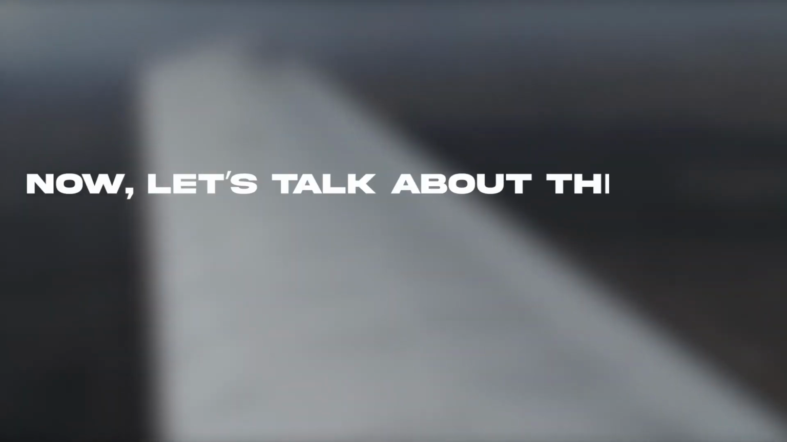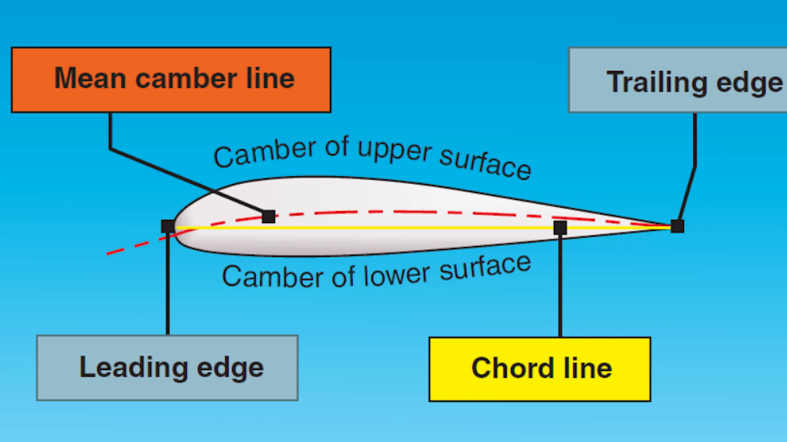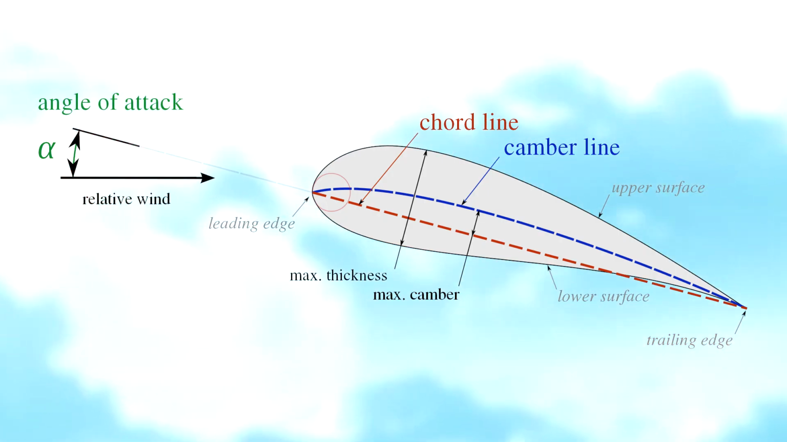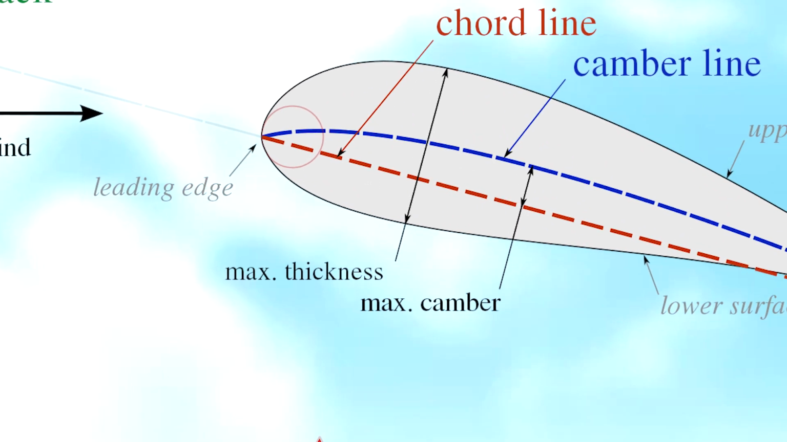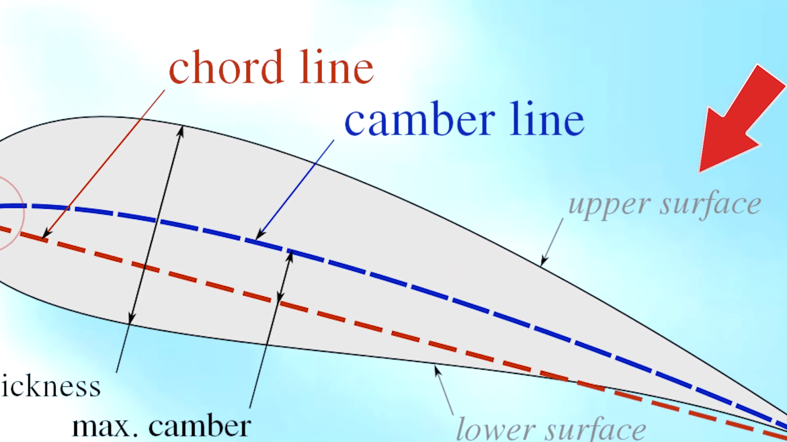Now, let's talk about the same things again, but with more details this time. The starting point of an airfoil is called the leading edge. Meanwhile, the ending point of an airfoil is called the trailing edge. A straight line connecting these 2 points is called the chord. Along the chord comes the region of maximum thickness, where most of the lifting force is acting thanks to the lowest air pressure on the upper surface at this point.